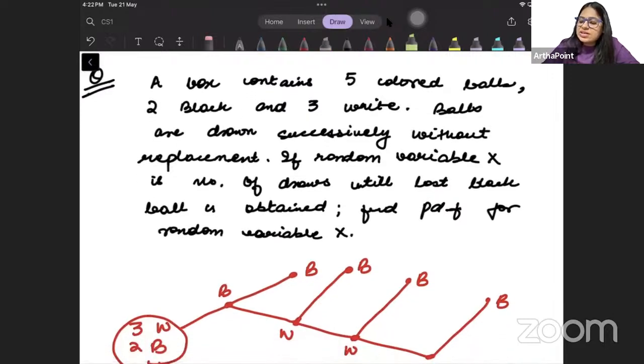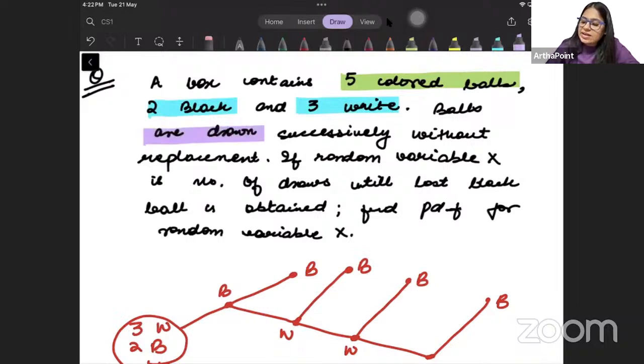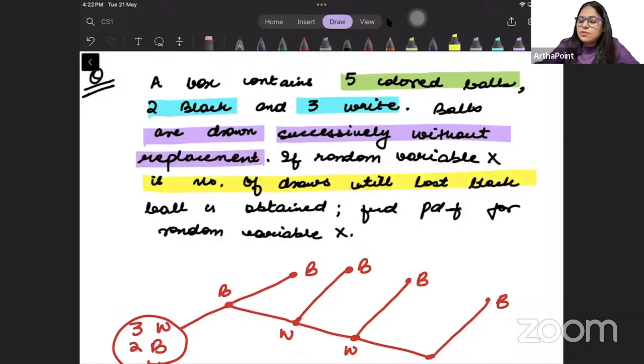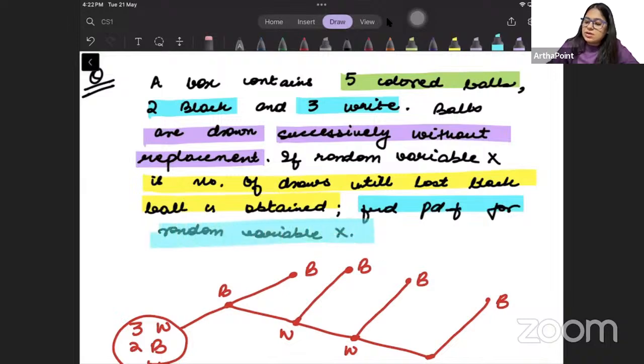A box contains 5 colored balls, out of which 2 are black and 3 are white. Balls are drawn successively without replacement. If the random variable x is the number of draws till the last black ball is obtained, find the PDF for random variable x. Find the probability density function for random variable x. Good question, look carefully.